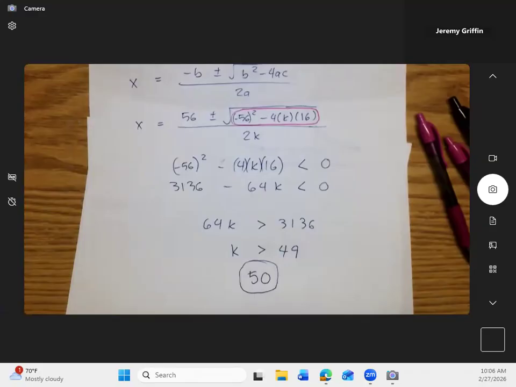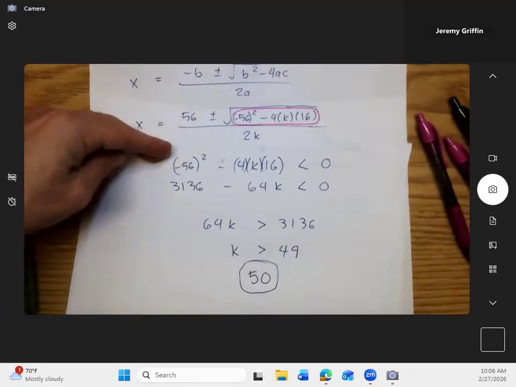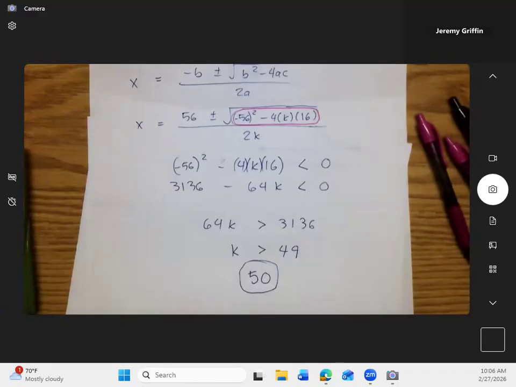Mr. Griffin? Yeah. How did negative 56 turn into positive 3136? Because it was being squared. If you square a negative, it's still positive.